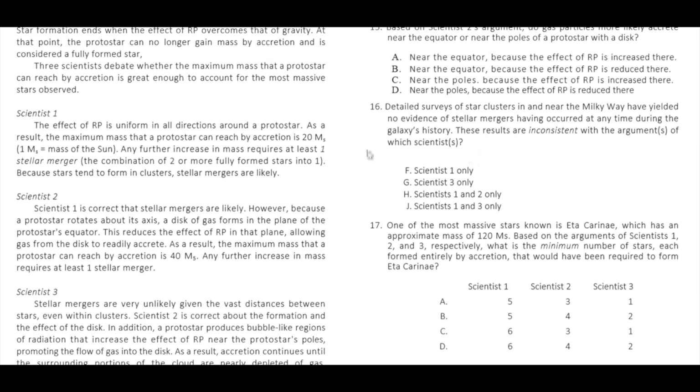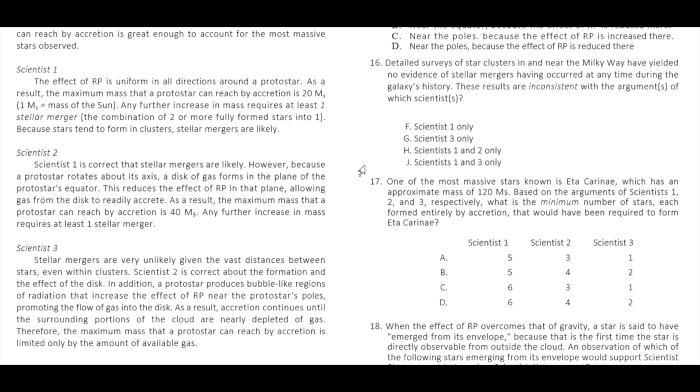We'll have to revisit the options over here in the scientists' paragraphs by reading about what they say about stellar mergers. Scientist 1 says, let's see, the last sentence looks pretty good here. Stellar mergers are likely. Alright, so it seems like Scientist 1 supports the idea that stellar mergers have occurred, and that goes against this sentence here. Let's go on to Scientist 2 and see what they have to say. Wow, right off the bat they say that stellar mergers are likely, and that's in line with Scientist 1. So it looks like Scientists 1 and 2 disagree with this sentence here.